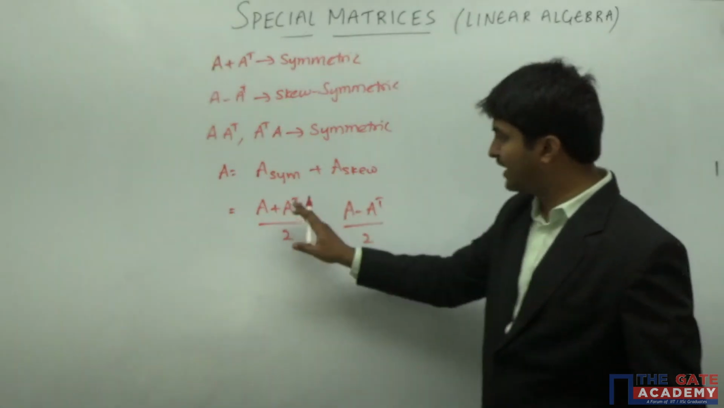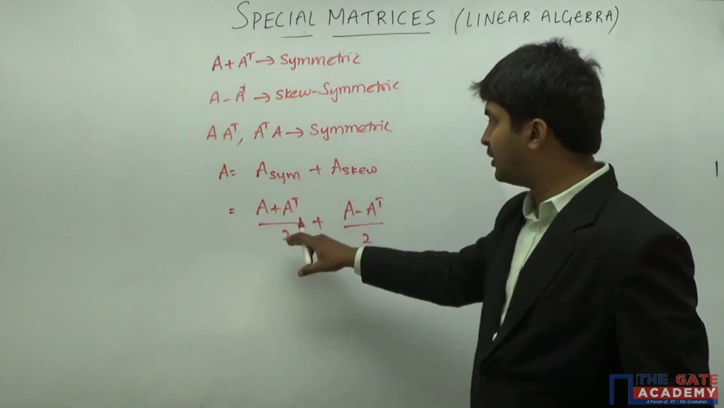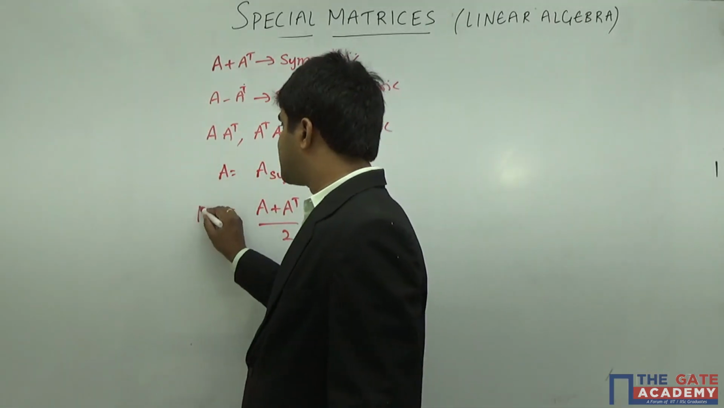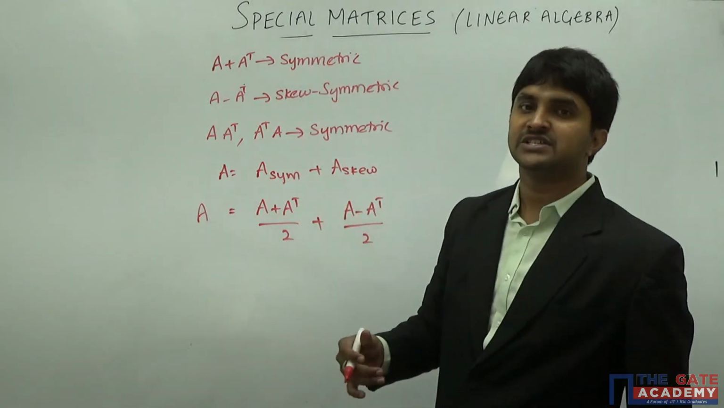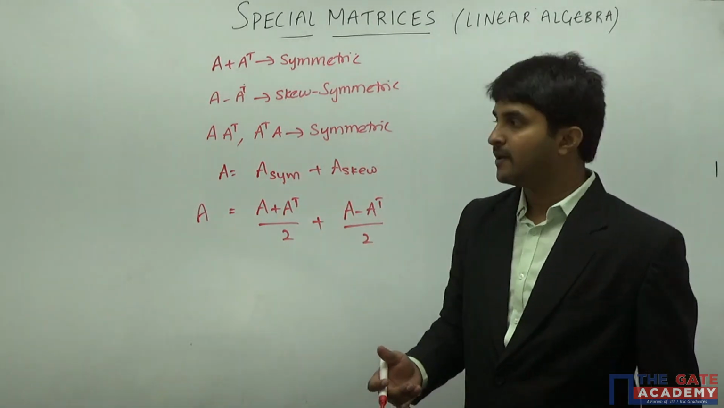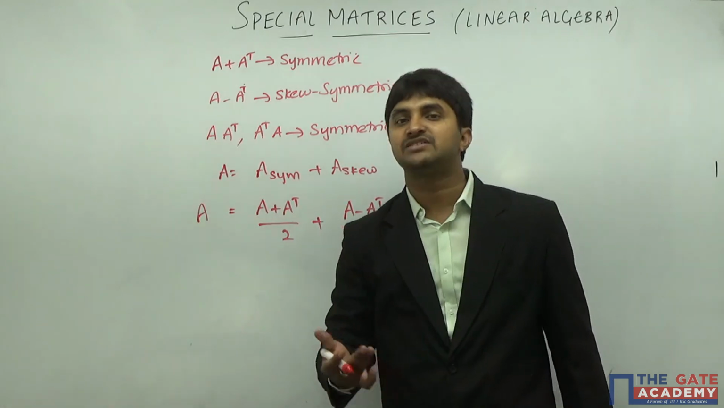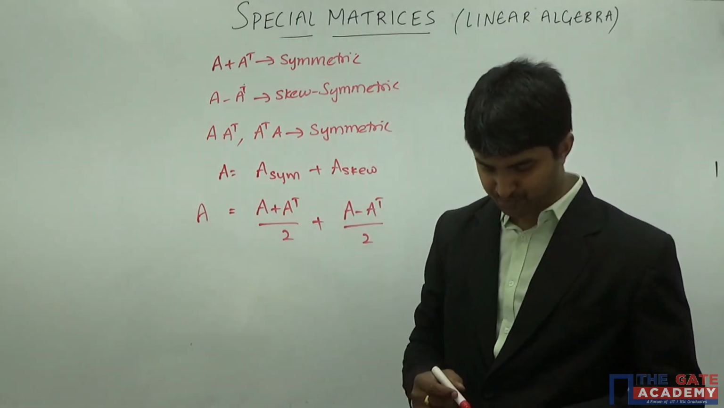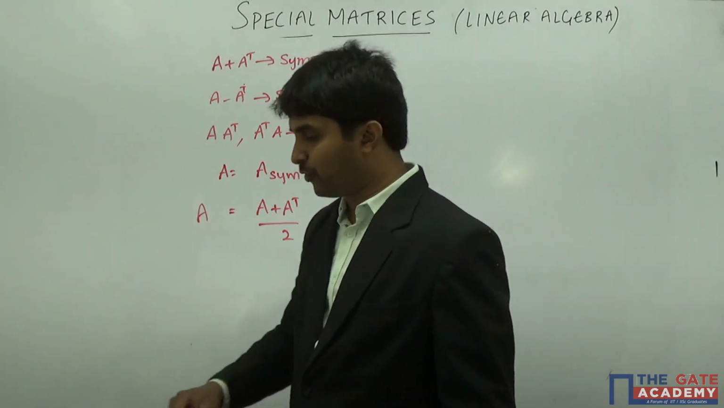Now if you add both of them, you are going to have A by 2 plus A by 2, which is nothing but A itself. So any non-symmetric matrix can be written as a sum of a symmetric plus a skew symmetric part, where the symmetric part is A plus A transpose by 2 and the skew symmetric part is A minus A transpose by 2. So which is a very important point.